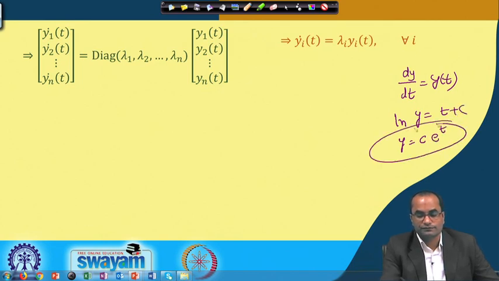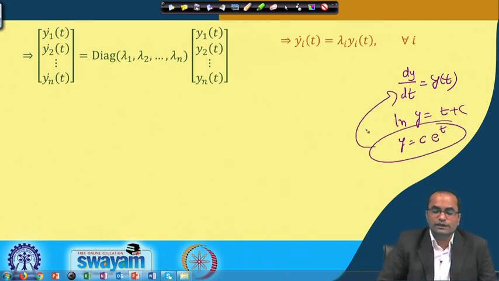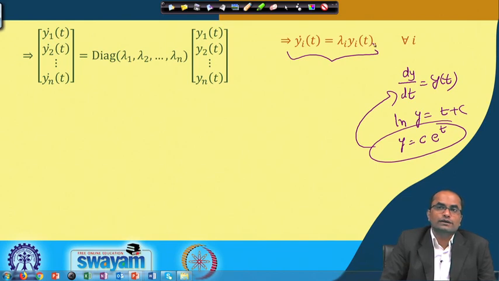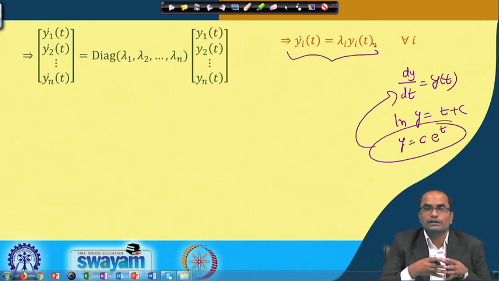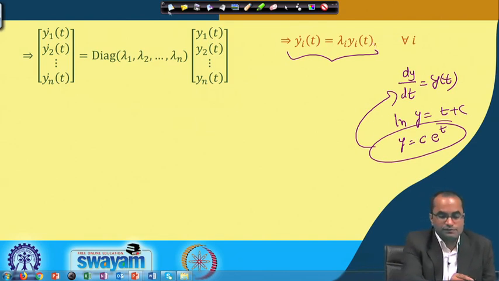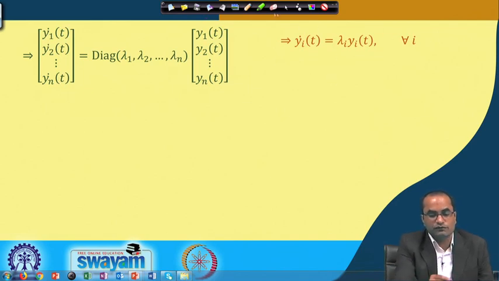So, that is the solution of this equation, y is equal to c exponential time t. And here we have all these equations which are no more coupled equations. So, by this idea of the diagonalization, we got from the coupled system of equations just this uncoupled system of equations, which are easy to solve now.